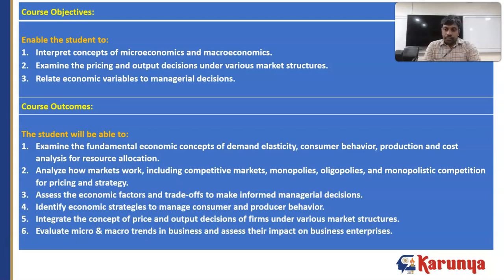Fifth course outcome, integrate the concept of price and output decisions of firms under various market structures. This is also related to pricing strategies, because pricing strategies play a vital role and have a direct impact on demand. The final course outcome is to evaluate micro and macro trends in business and assess their impact on business enterprises. As I pointed out at the outset, economics has two branches, microeconomics and macroeconomics. You will study them in depth in the units. So these are the course objectives and course outcomes.